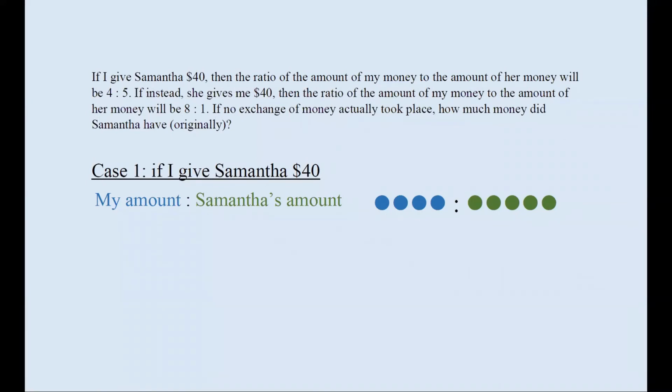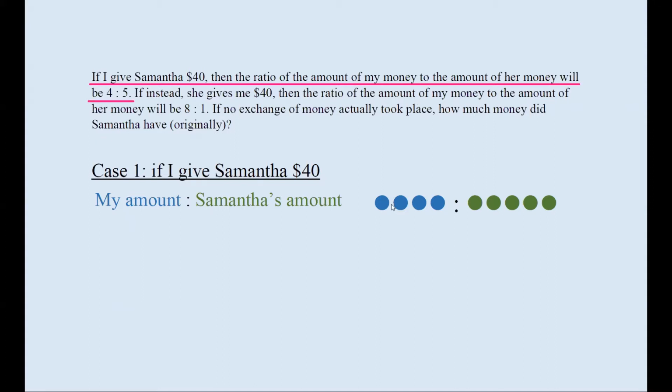So what I have here is a description of the original, or the first scenario. If I give Samantha $40, then the ratio of the amount of my money to the amount of her money will be 4 to 5. So what I did here is simply put a picture that is based on this statement.